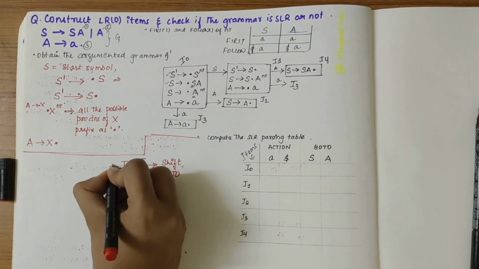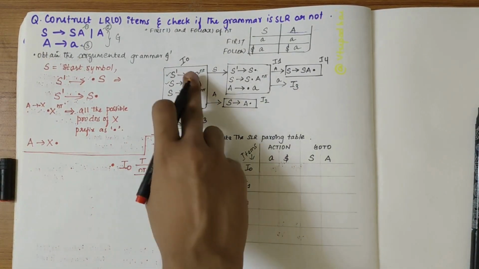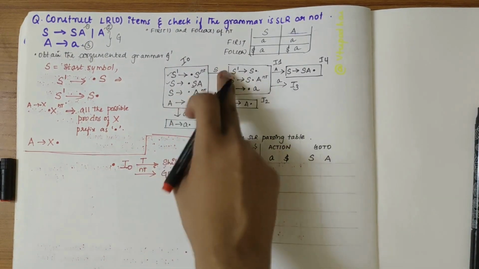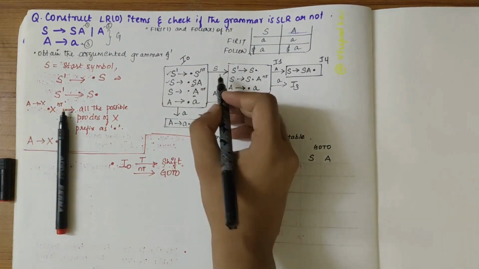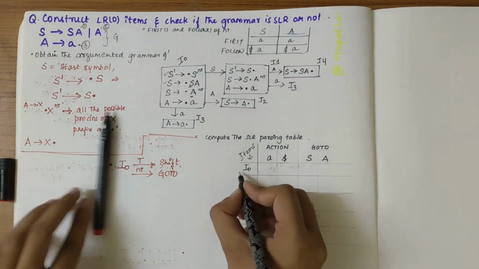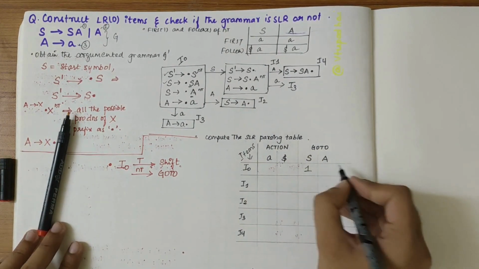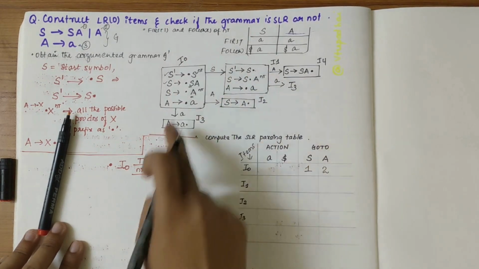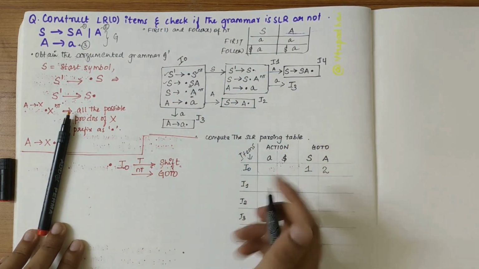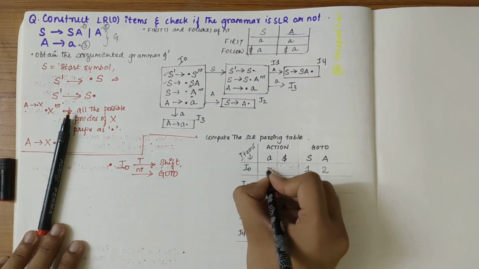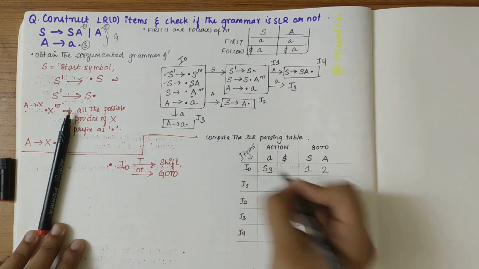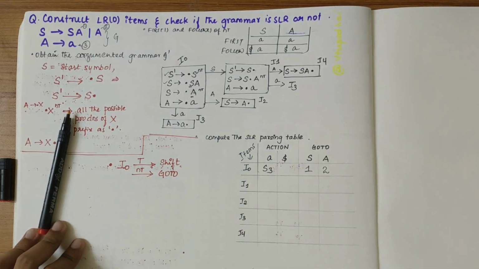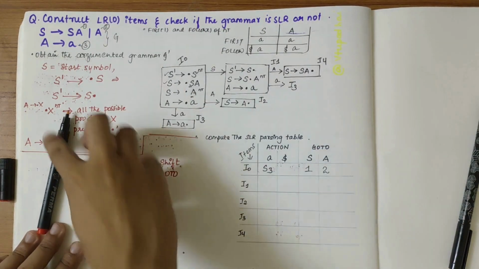So remembering this, I0 over S, S being a non-terminal, I will get I1. So I0 over S, I would get 1 here, and I0 over A, I would get 2 here, and I0 over small a, I would get I3. So here I will write shift of S3. So I am done with I0. Now moving on to I1.